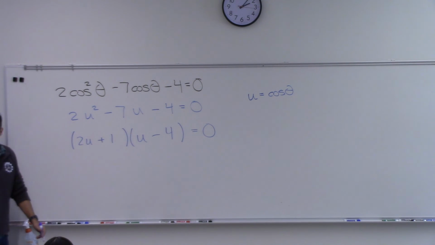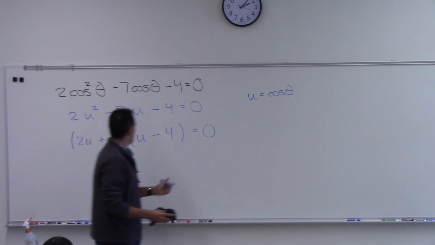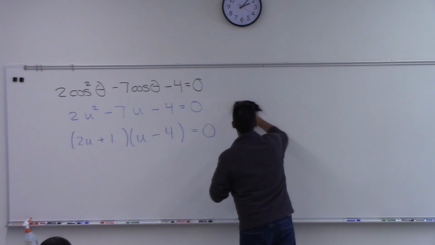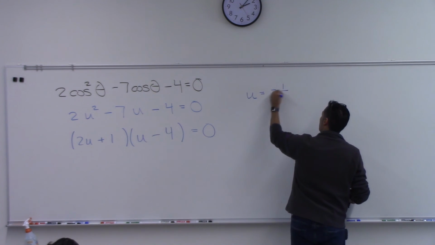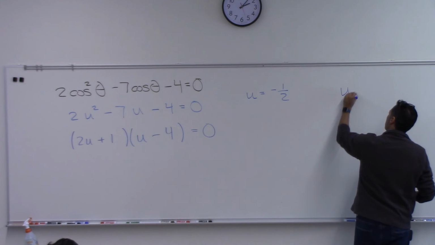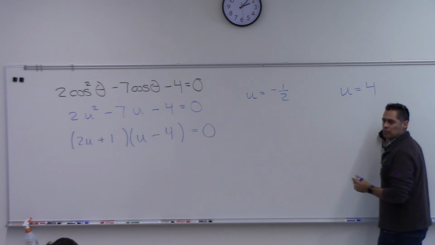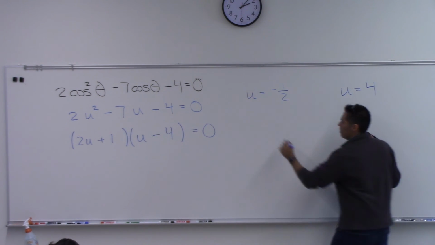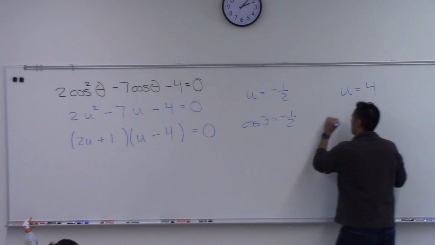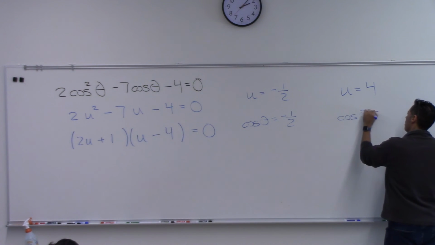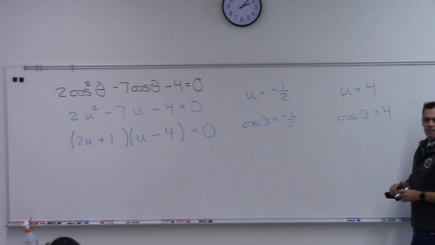All right, we have two solutions here, right? What are our 2 solutions for u? U is negative a half, and u is 4. Okay, but what was u? Cosine theta, right? So cosine theta must be negative a half, and cosine theta must be 4, right?